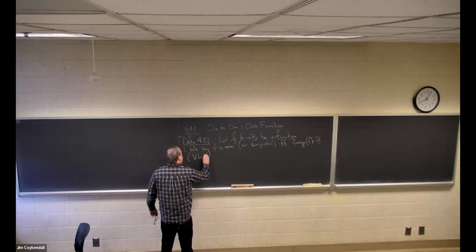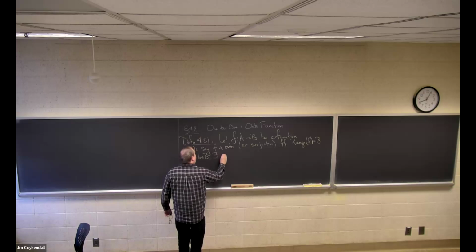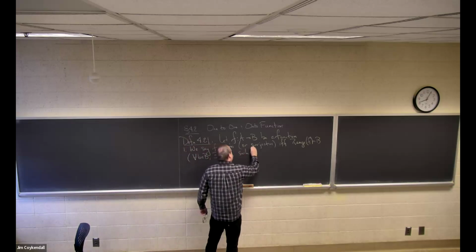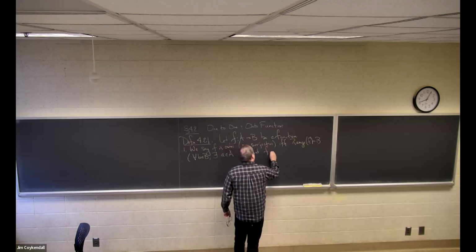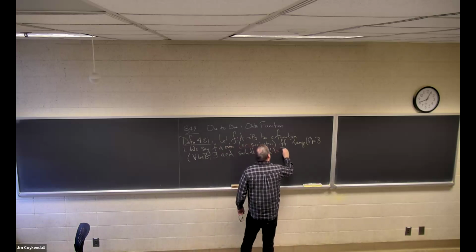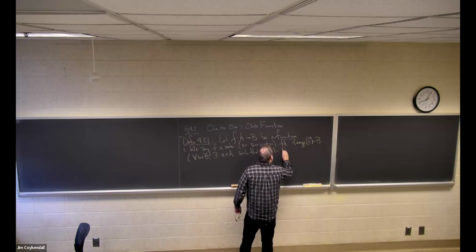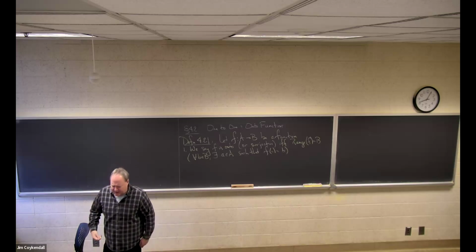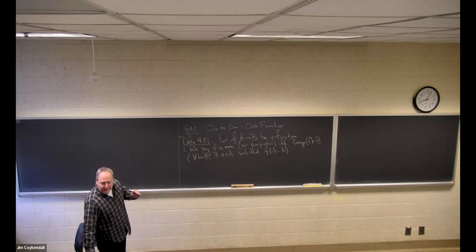Here's another way to say this. For all b in B, there exists a in A such that f of a equals b. Everything in the codomain is covered. There is something in A that goes to it.